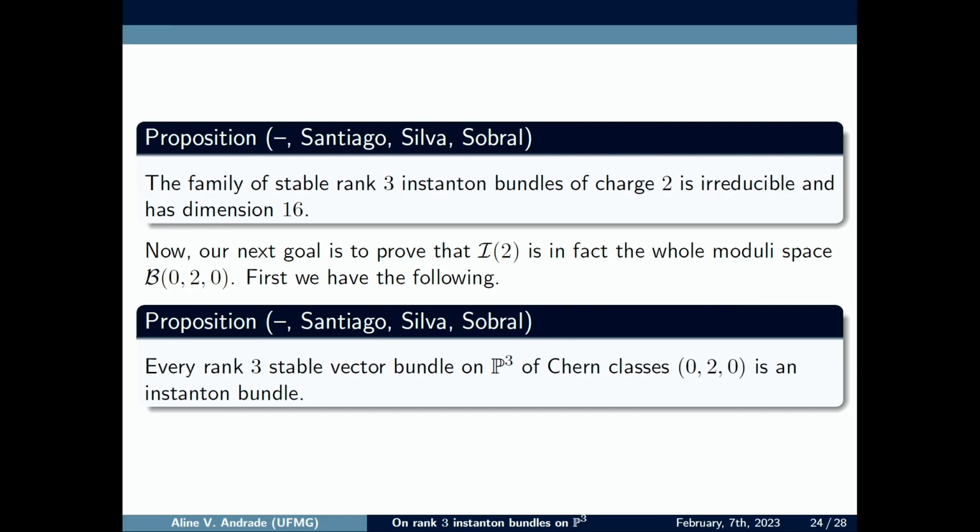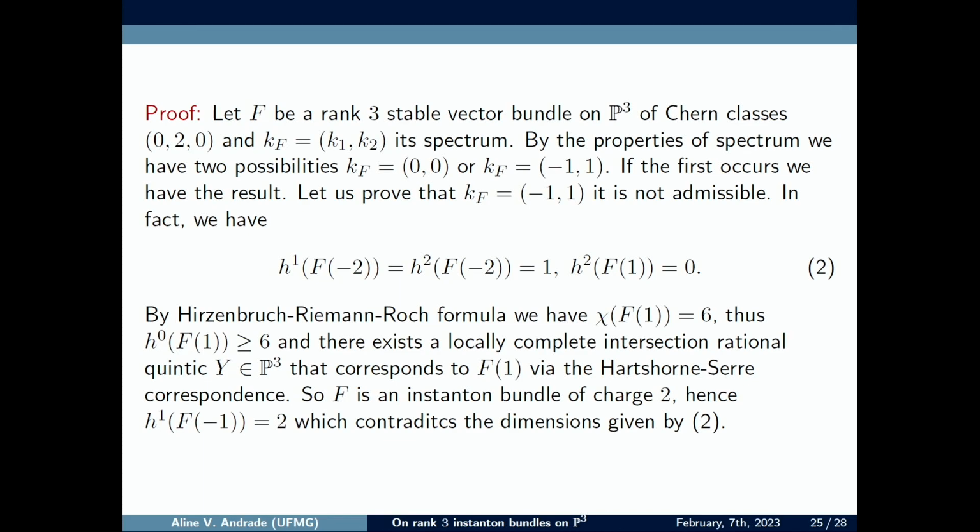So now we're going to prove that this guy is in fact the whole moduli space of vector bundles with Chern classes 0, 2, 0. Okay? So every rank 3 stable vector bundle on P3 with Chern classes 0, 2, 0 is an instanton bundle. So let F be a rank 3 stable vector bundle on P3 with these Chern classes. So since the second Chern class equals 2, then this is a spectrum for my guy.